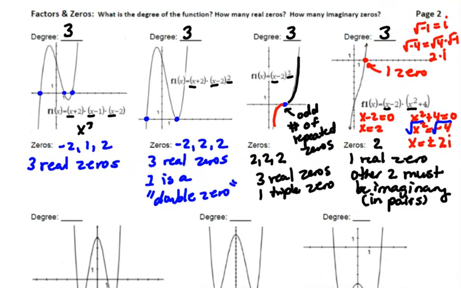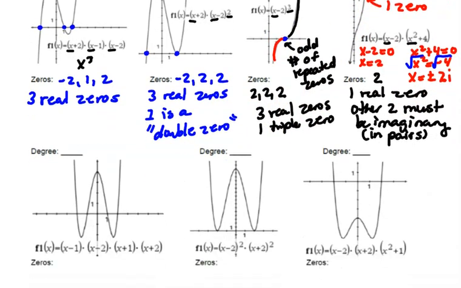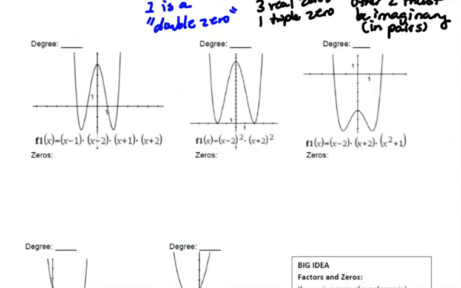Okay, now let's move on. So those are a lot of examples of third degree functions with either 3 real zeros, 2 real zeros, one of which is repeated to make 3 altogether, 1 real zero that is repeated 3 times, or 1 real zero and 2 imaginary zeros. Now let's look at some even degree functions.